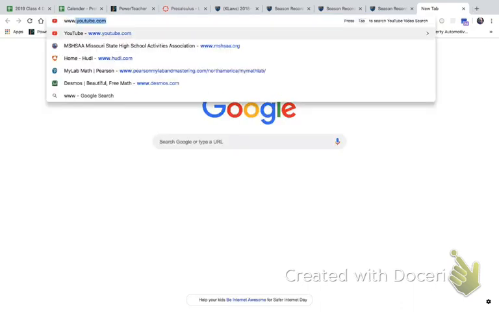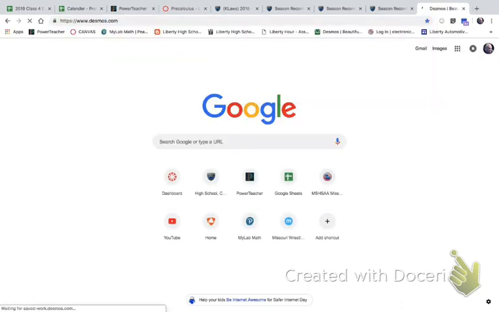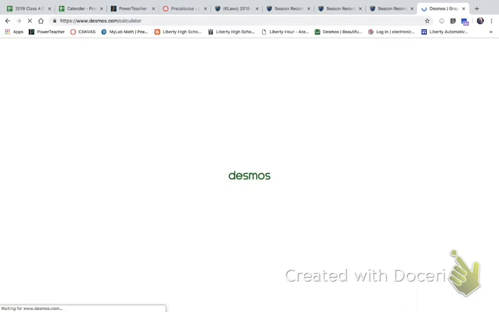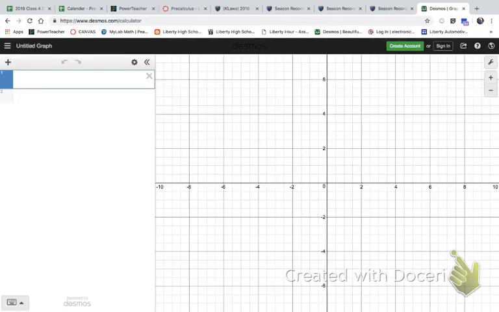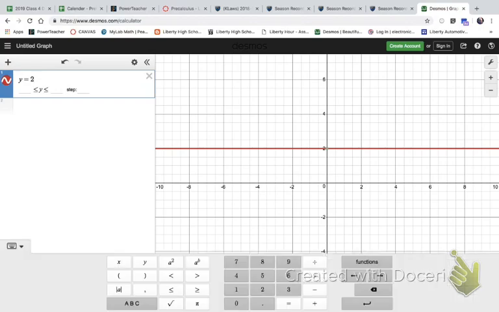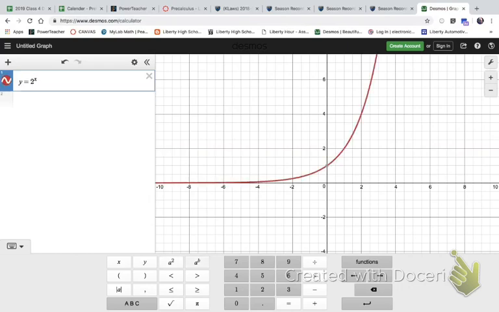Now, if you're dealing with Desmos, all you have to do is just start graphing. You're just going to go y equals and then 2. Depending on what you have, if you want to have this here, you can put it up and then x. Okay, and it'll graph everything there.